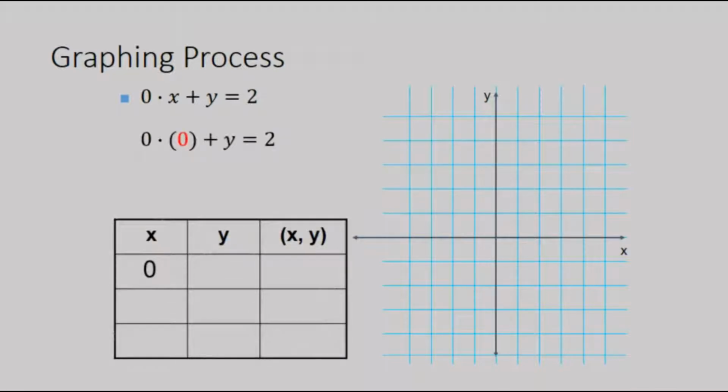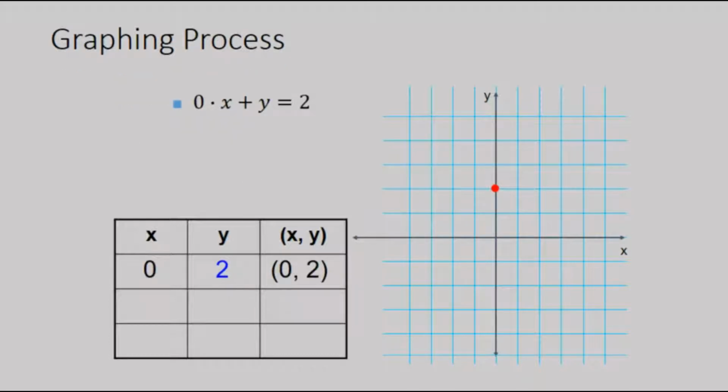If we choose a 0 for x, replacing the variable with that value and simplifying, we end up with y equal 2, which we can summarize as the ordered pair (0, 2). Choosing another value for x, say x equal 2, replacing it in the equation, multiplying by 0 is 0, leaving us with y equals 2, or the ordered pair (2, 2), which we've now graphed as well.